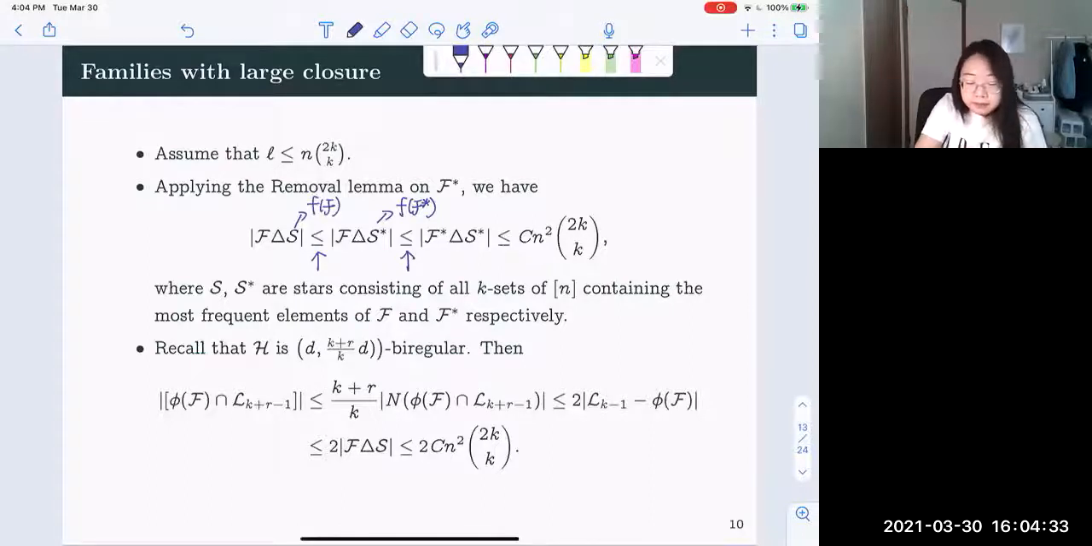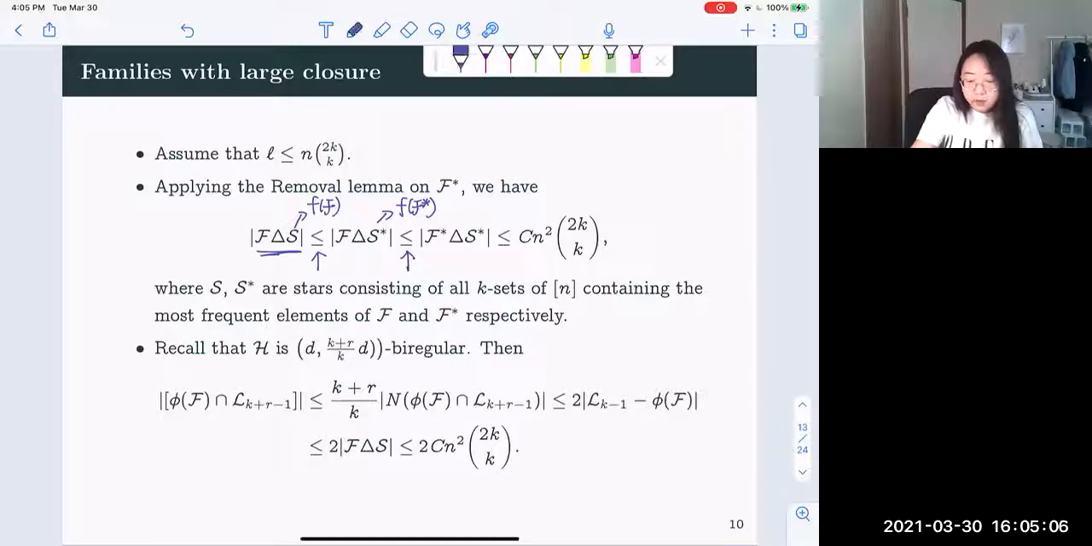So by the minimality, the symmetric difference here is smaller than the symmetric difference here. Okay. So now we give an upper bound on the symmetric difference of F and S. On the other hand, recall H is a biregular graph. So the size of the closure is upper bounded by the size of the neighborhood times the fraction of the degree, just by very simple double counting. So that's the first inequality.